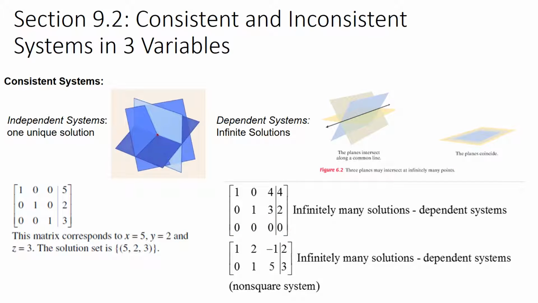Now in this second example, down here, we have a non-square system. A non-square system is where you only have two equations with three variables in the system instead of three equations. So you also need to be able to identify what that looks like in a matrix, so you can say that it is infinitely many solutions and a dependent system.